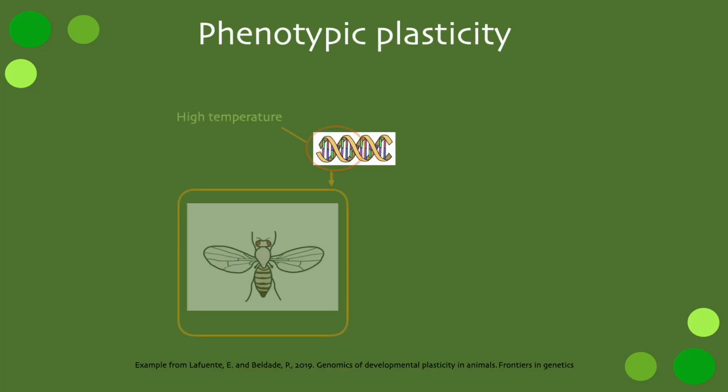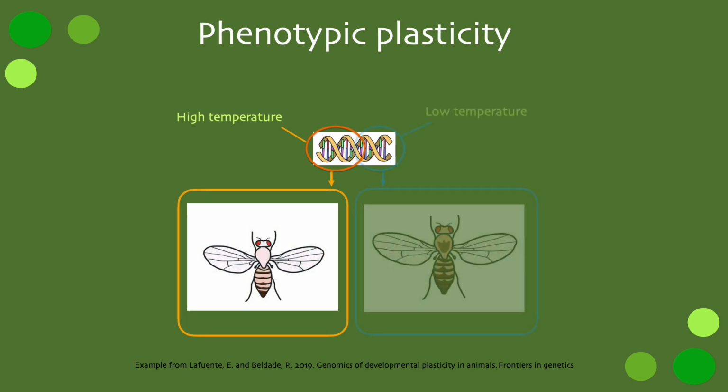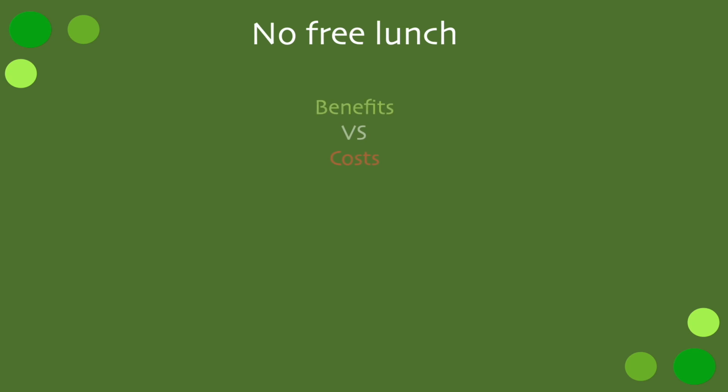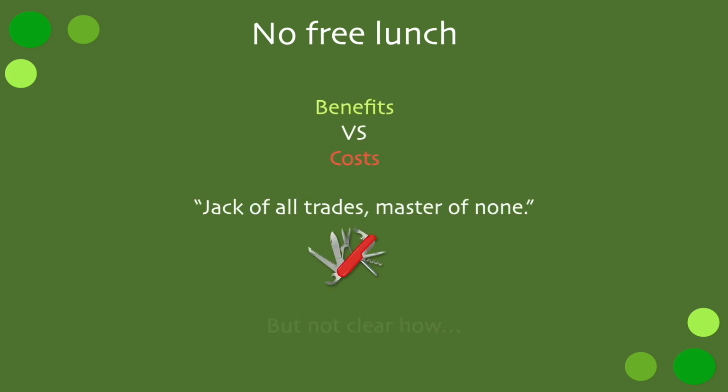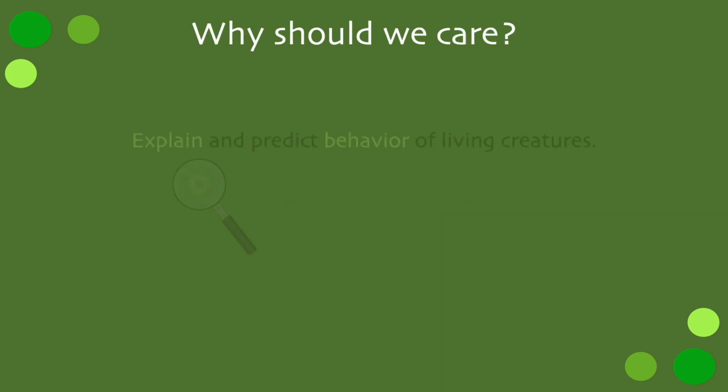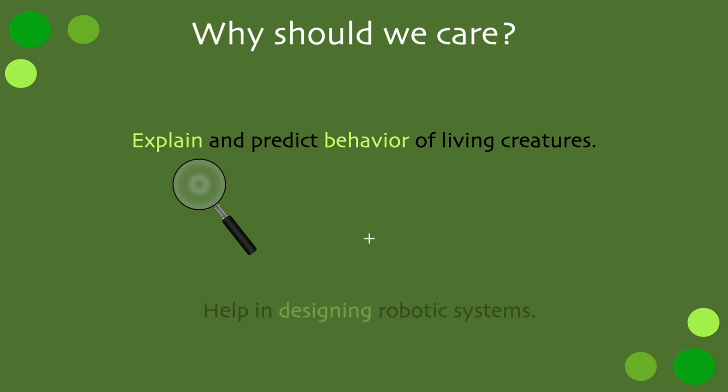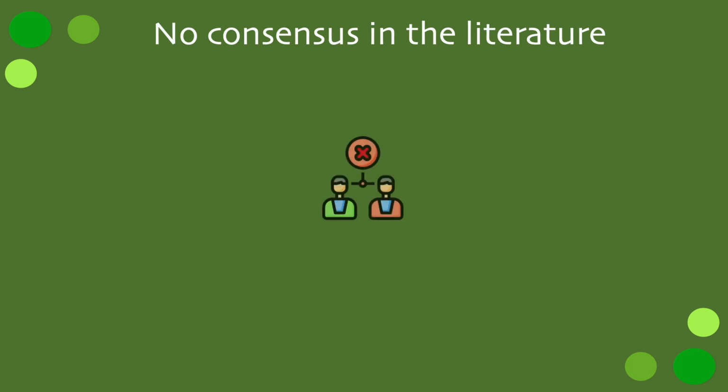Phenotypic plasticity is about expressing different phenotypes from one same genotype according to environmental conditions. While the benefits of plasticity are clear, it might be associated with costs, and it's not clear how this happens. Understanding these costs could help explain and predict the behavior of living creatures and also help to design better robotic systems. There's no consensus in the literature about plasticity costs.